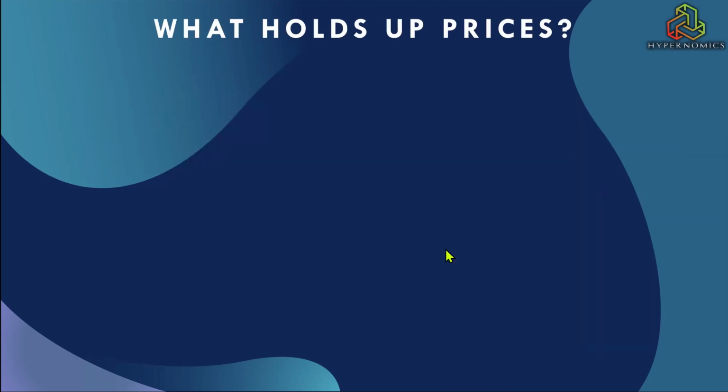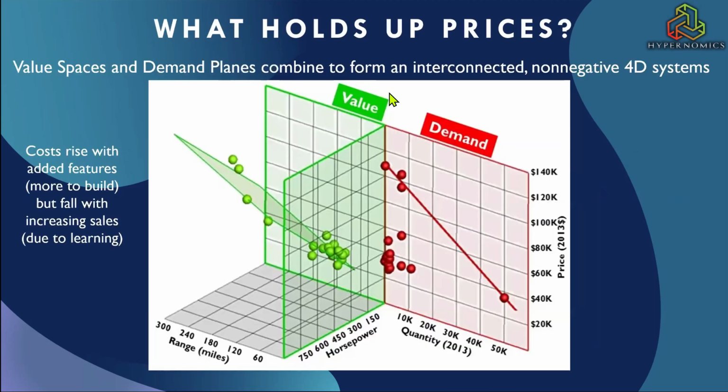And so what that means is that these two systems abut one another along the price axis. So every point here has a matching point over here. And then cost, which we'll get to later, rises as you add features. So as you add more horsepower and add more range, you've got more cost, but they also fall with increasing scales due to learning.